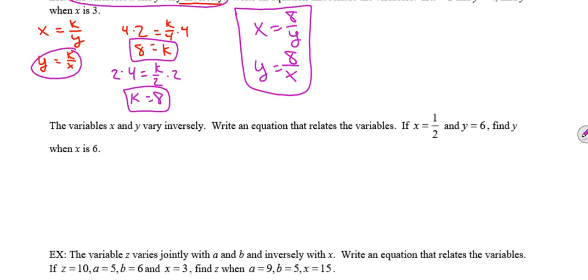So go ahead and try this one and pause the video, give it a try. So pause the video now.